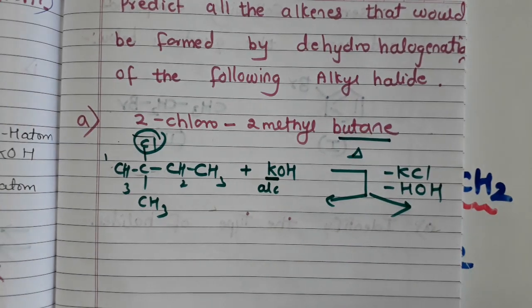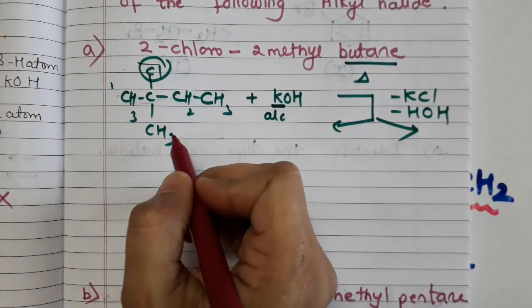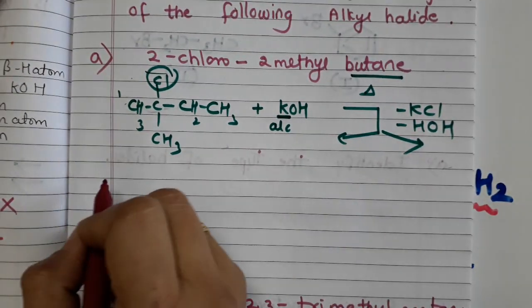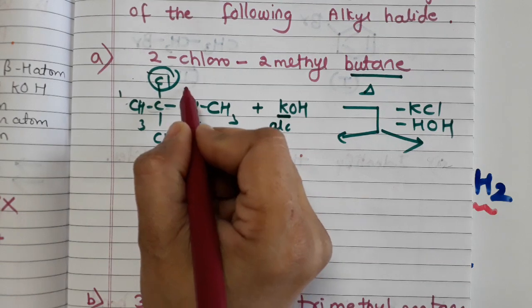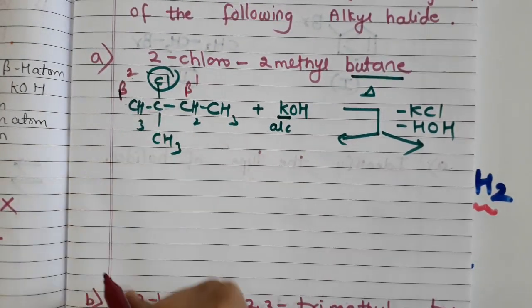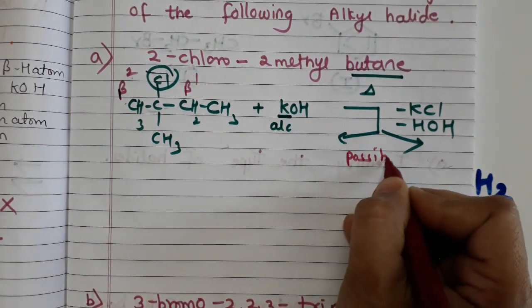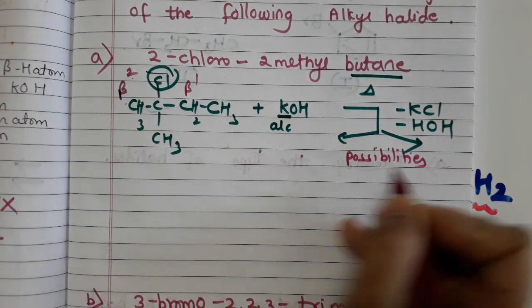But students, what are we discussing? We are discussing here that H will be eliminated from which carbon atom. It can be eliminated from this beta 1 carbon atom, it can be eliminated from this beta 2 carbon atom. So we will see both the possibilities, that which product are we going to get.